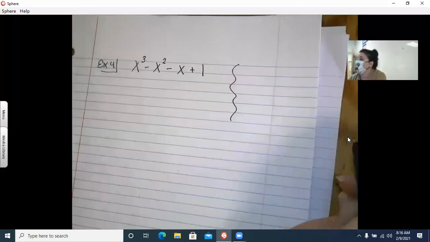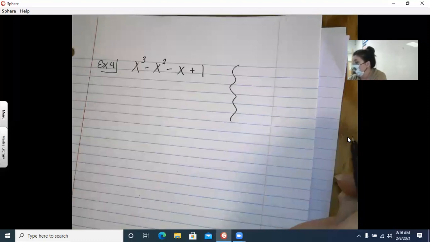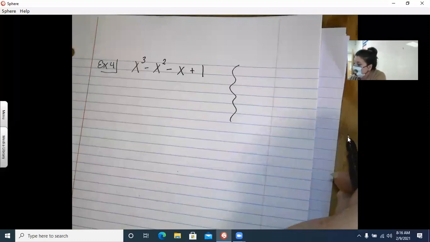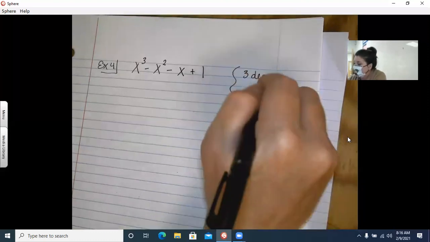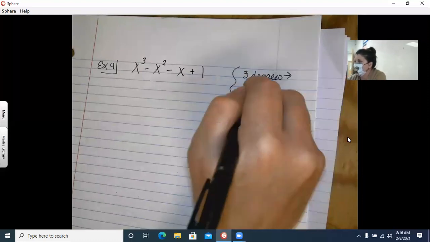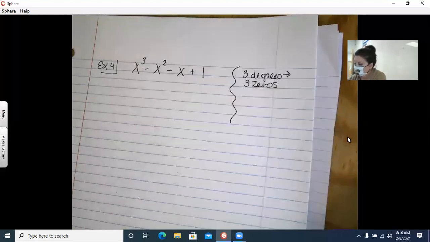Do I have 4 terms? Yeah, so I'm going to hopefully do factor by grouping, right? How many zeros do I have? 3. And I know that because I have 3 degrees, right? 3 degrees means I'm going to have 3 zeros. Zeros are the same thing as solutions, roots, x-intercepts.